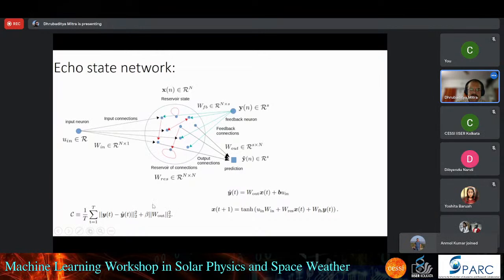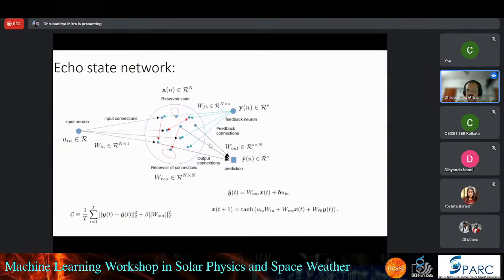Why do we do that? Actually your cost function is the first one. But you don't want to over optimize the problem. So for that, you add some kind of a correction. This is often called a regularization term. And then you minimize this cost function to optimize by changing the W outs.